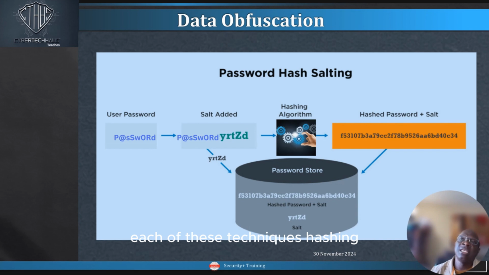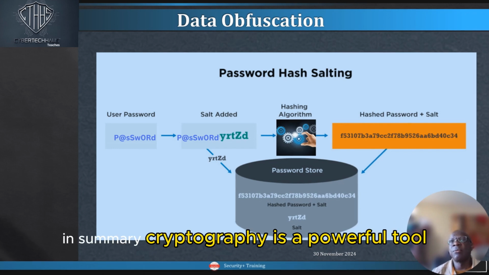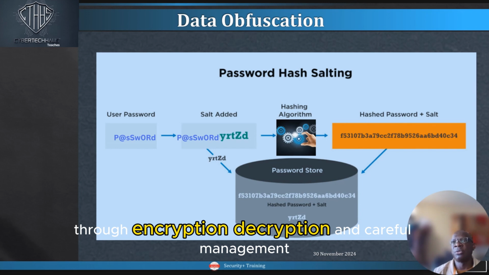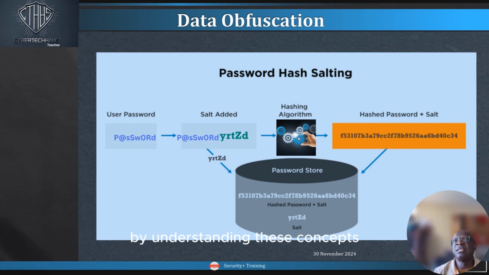Each of these techniques, hashing, salting, tokenization, and masking, helps keep data safe by making it harder for unauthorized people to access or misuse sensitive information. In summary, cryptography is a powerful tool in cybersecurity that keeps data secure through encryption, decryption, and careful management. By understanding these concepts, you are building a solid foundation for data protection.